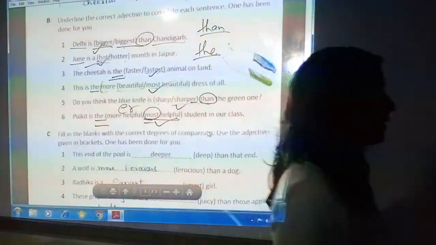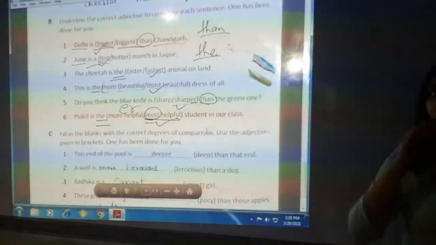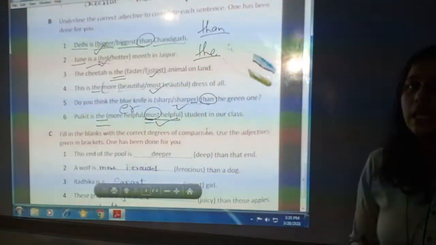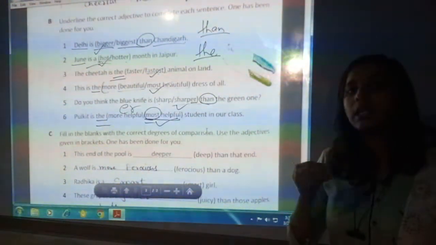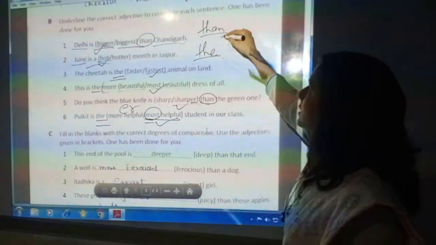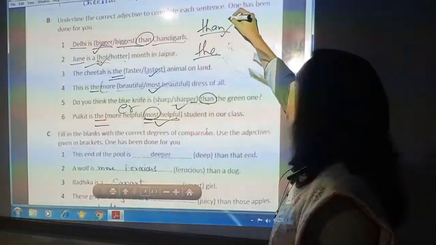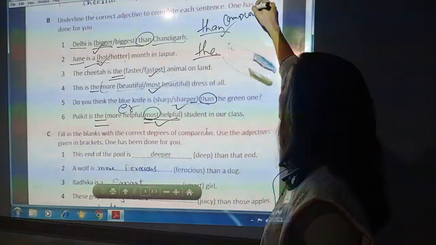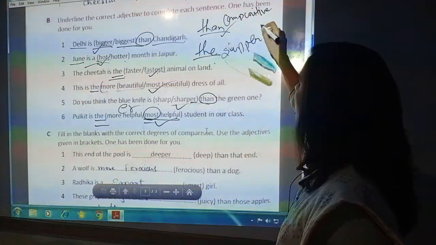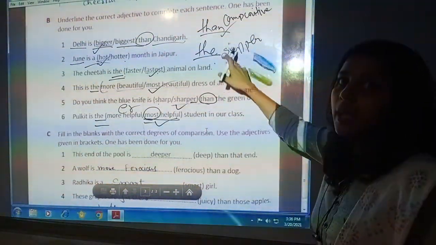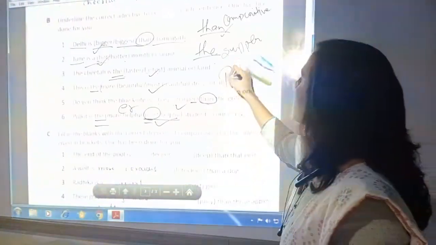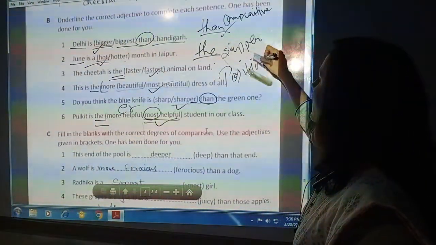So in this way you have to identify the degrees and choose the correct form of adjective according to the sentence by understanding which degree has been used. How will you come to know? If "than" is given, that means it is comparative degree. If "the" is given, that means it is superlative degree. If "than" and "the" both are not used, that means it is positive degree, because no comparison has been done.